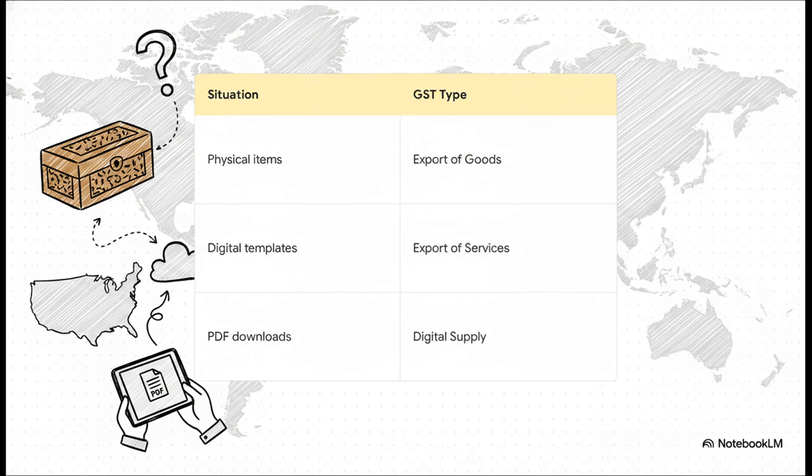Now, this can get a little tricky for hybrid businesses navigating those gray areas. For example, sending physical products, like a carved wooden box to the USA, is definitely an export of goods. But the moment you start selling digital templates, that falls under export of services, or potentially ODAR, which is just the government's highly technical term for automated digital data services. Selling printable PDF downloads, that's mostly classified as a service or a digital supply. It's so important that you categorize each stream of income properly.